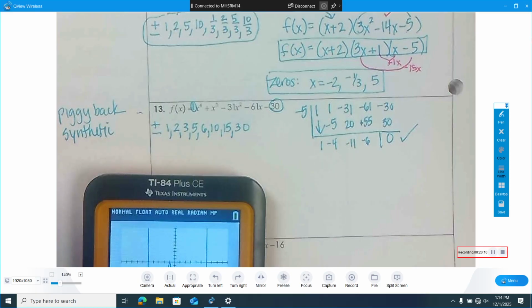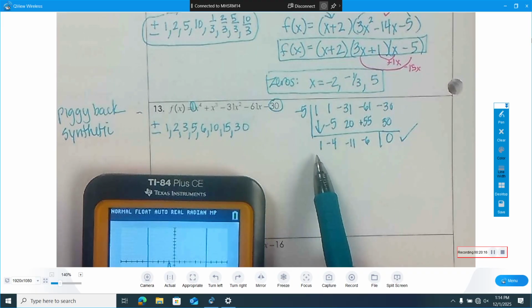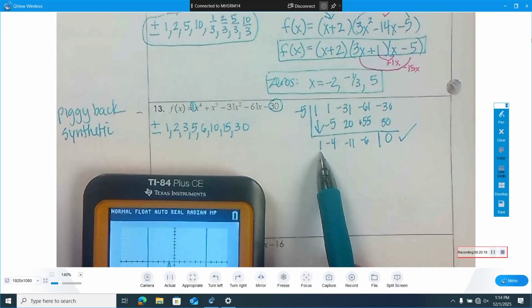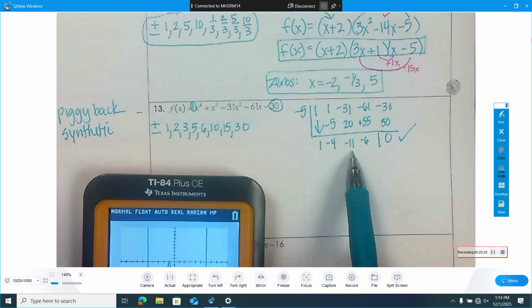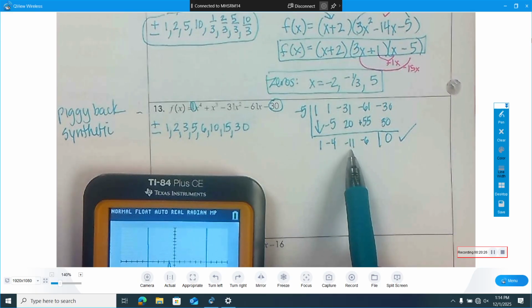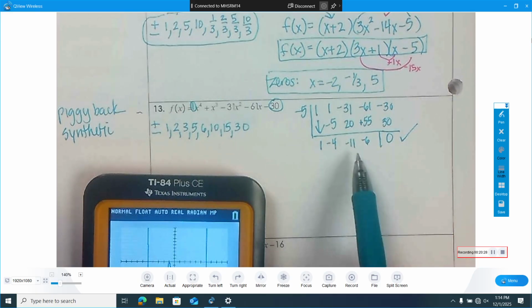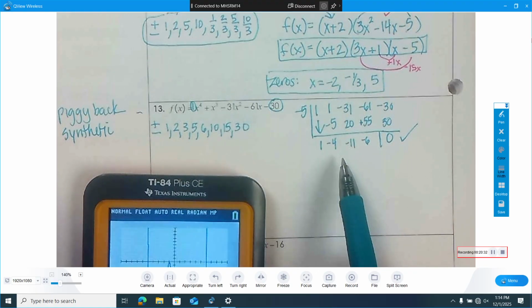So I did synthetic division. I got my remainder of 0, which is great. But I'm thinking to myself, hey, when I write this out, this becomes x cubed minus 4x squared minus 11x minus 6, right? And I can't double bubble that. So we got to do it again.